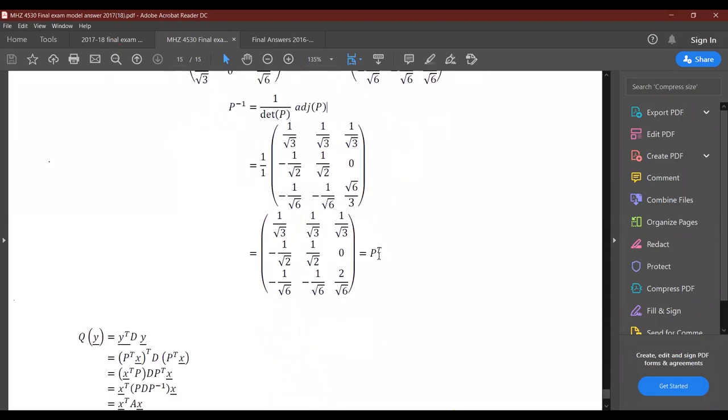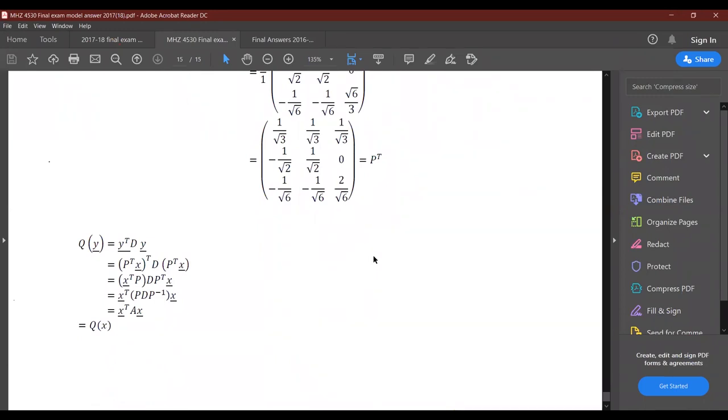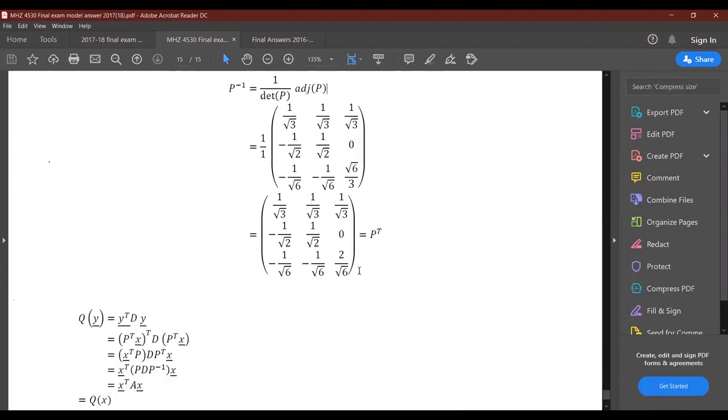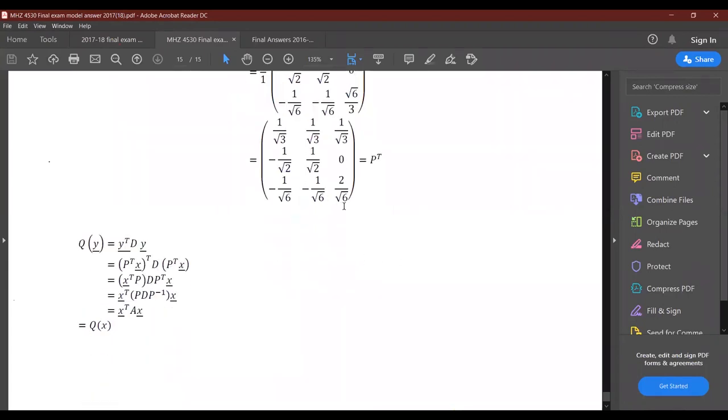So after showing that PT is equal to P inverse, show that Q of X is equal to Q of Y, where Y equals PTX. So here you can do this in two methods. They have given that Q of X is equal to Q of Y, and show that Y equals PTX, right? So this is Q of Y.